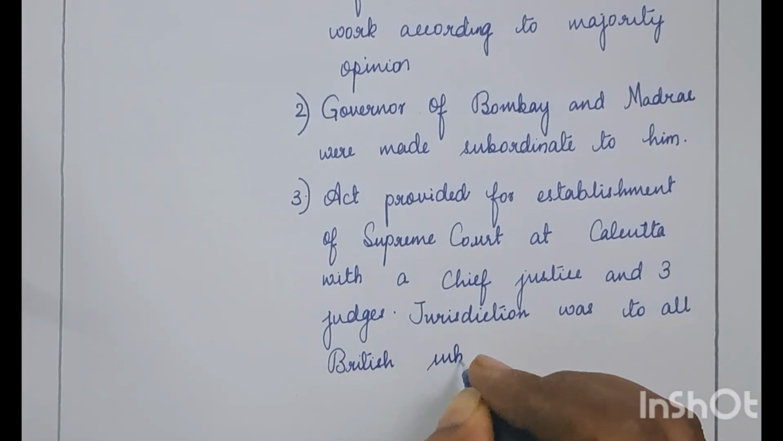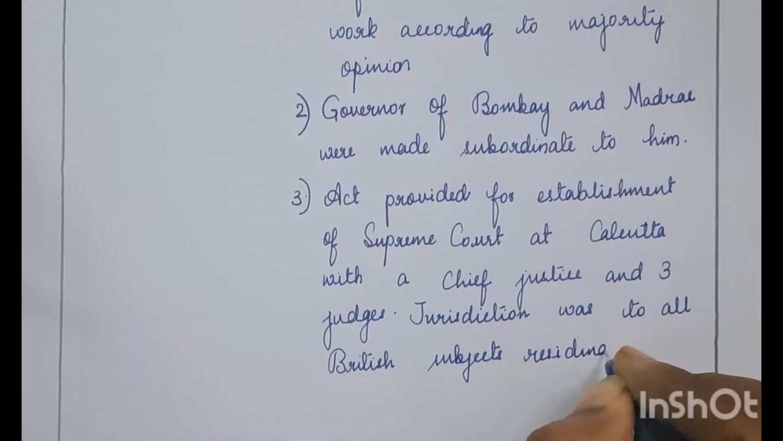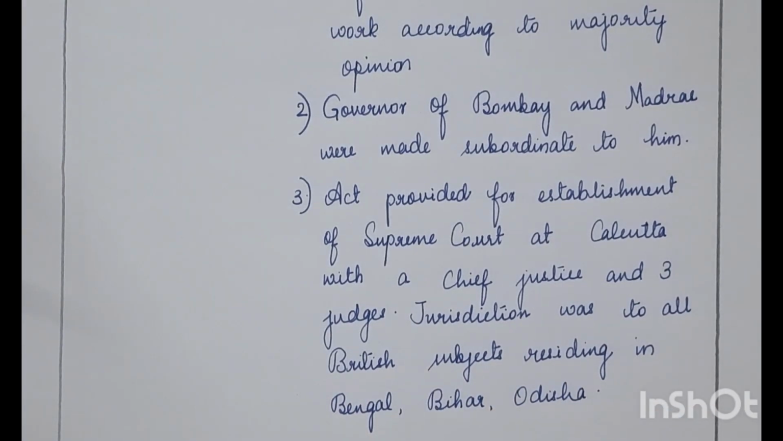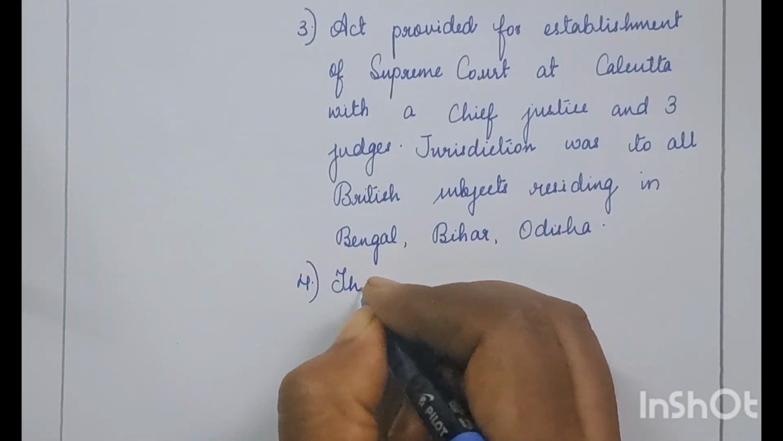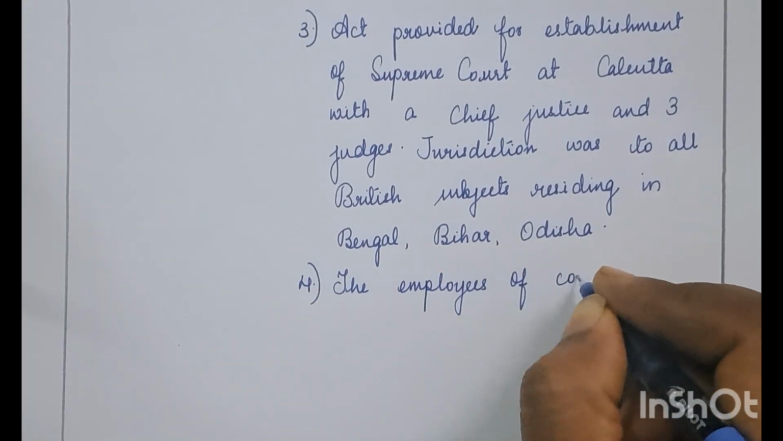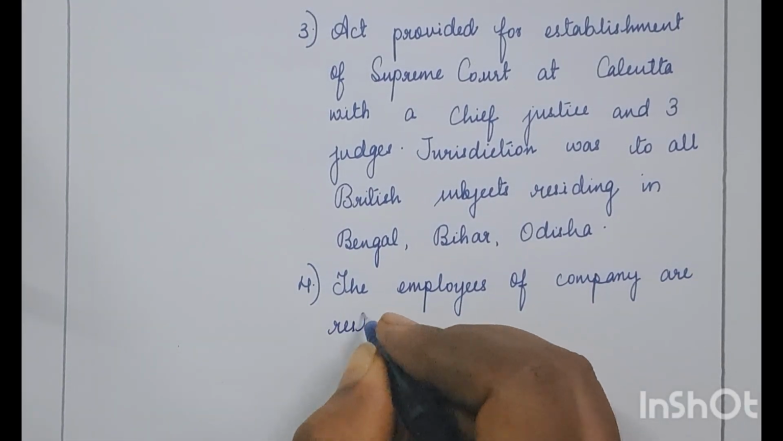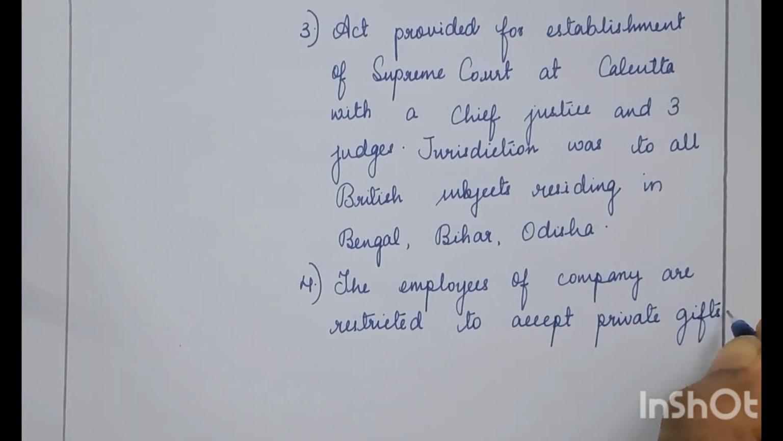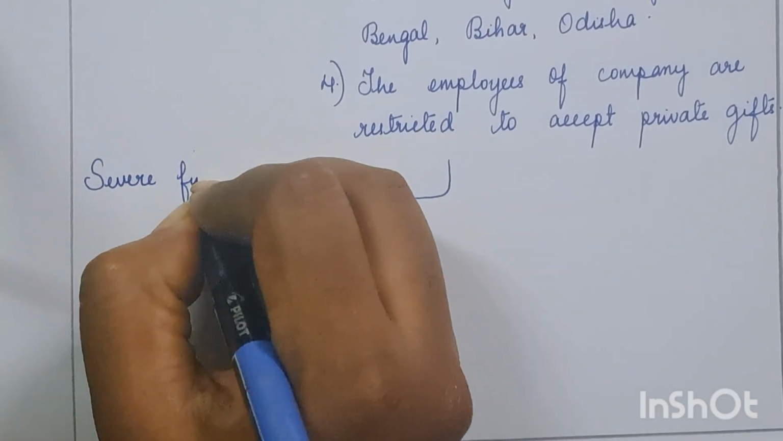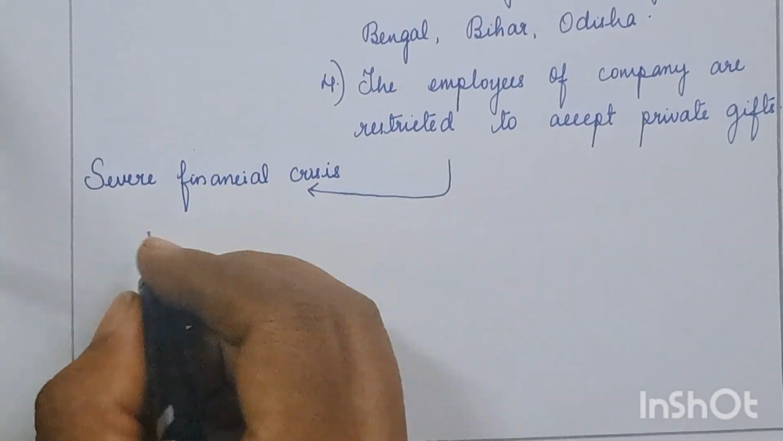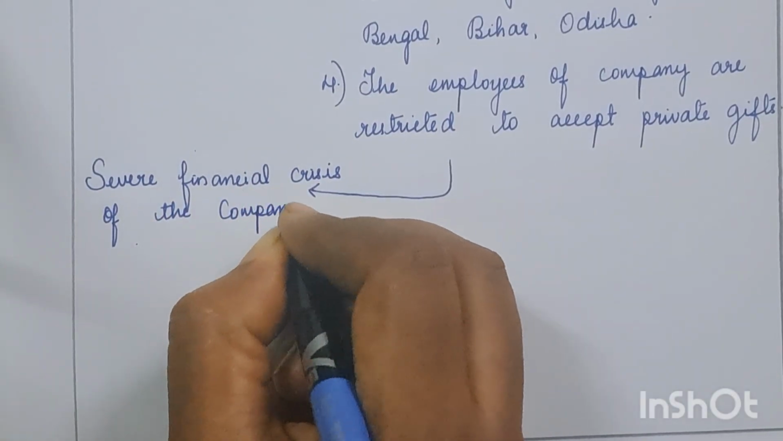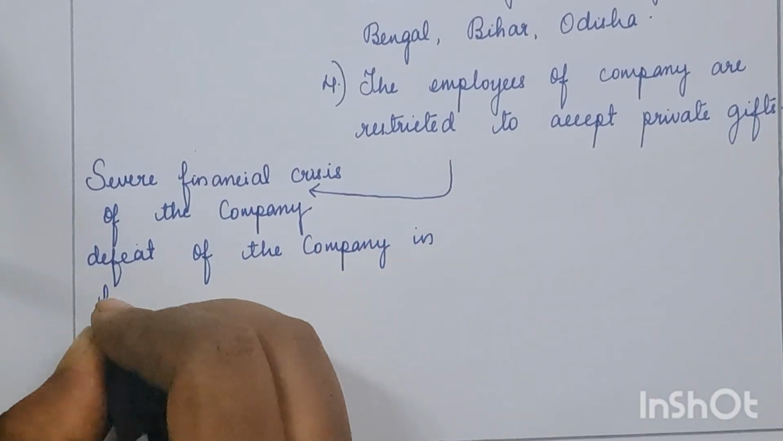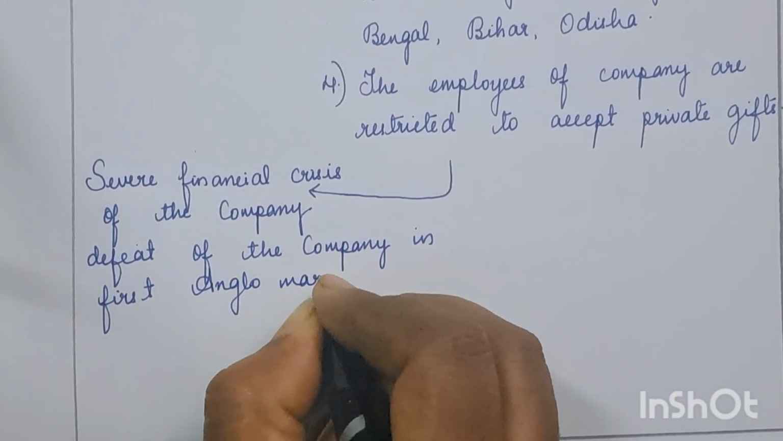The servants of the company are prohibited from accepting any kind of presents or bribes. This is because the servants are becoming rich and the company is becoming bankrupt due to the corruption. This act could not stop the severe financial crisis of the company. Alongside, the company got defeated in First Anglo-Maratha War and demanded a stronger military command.